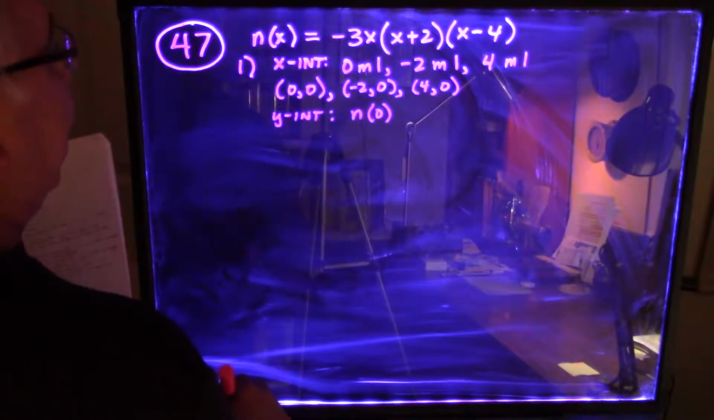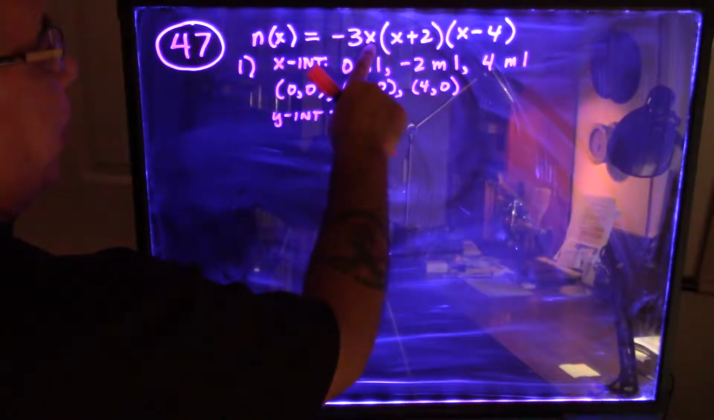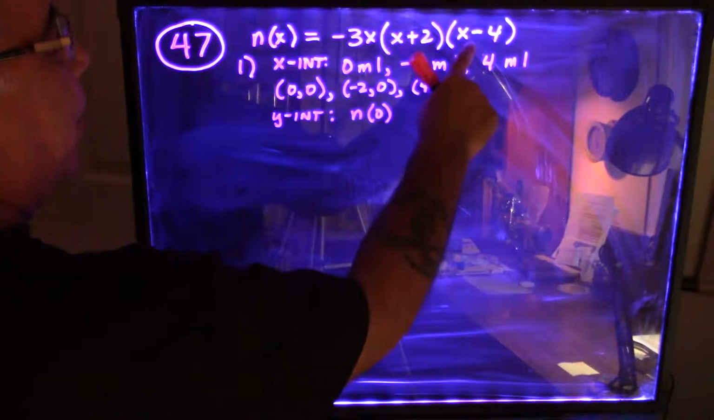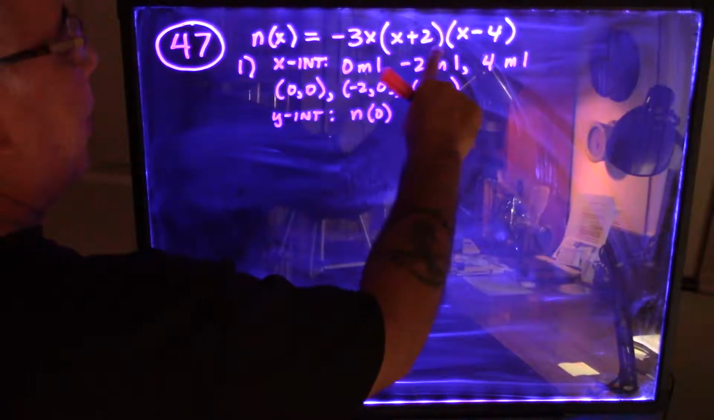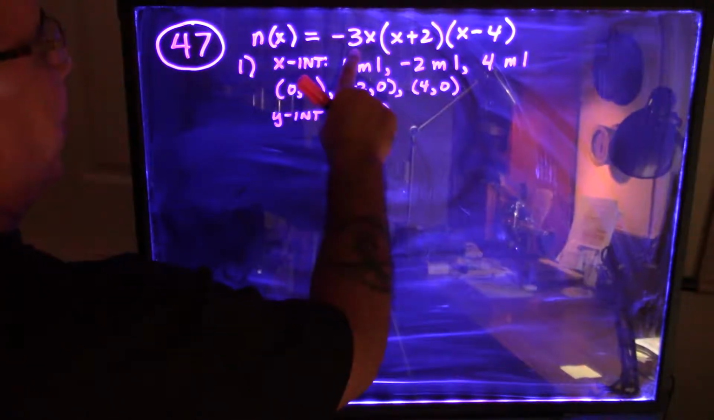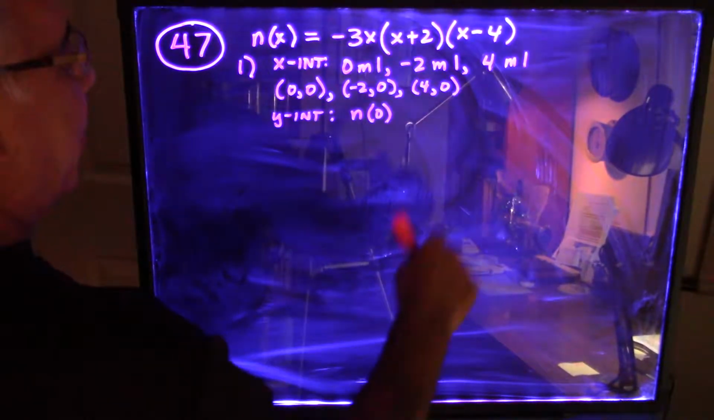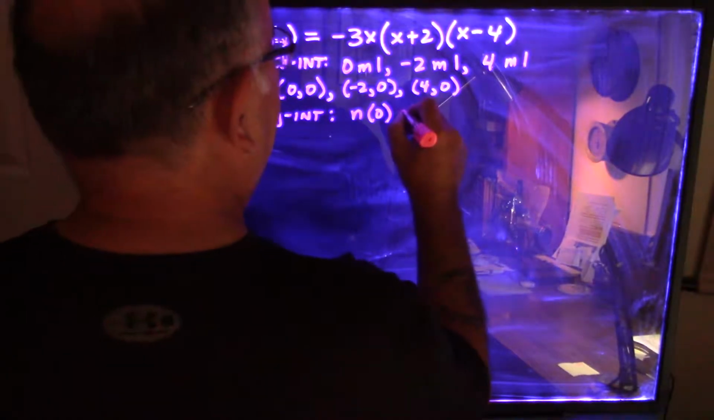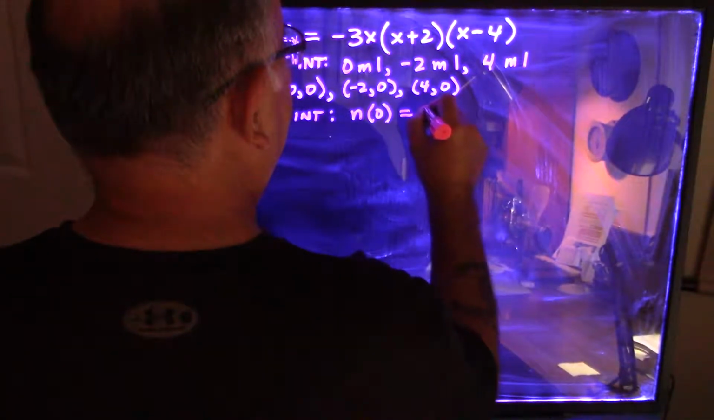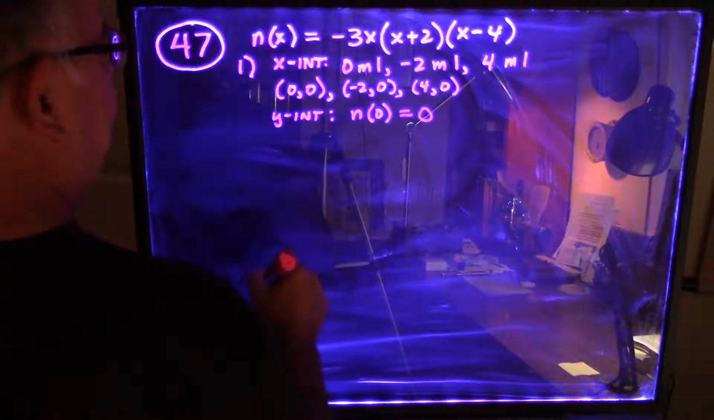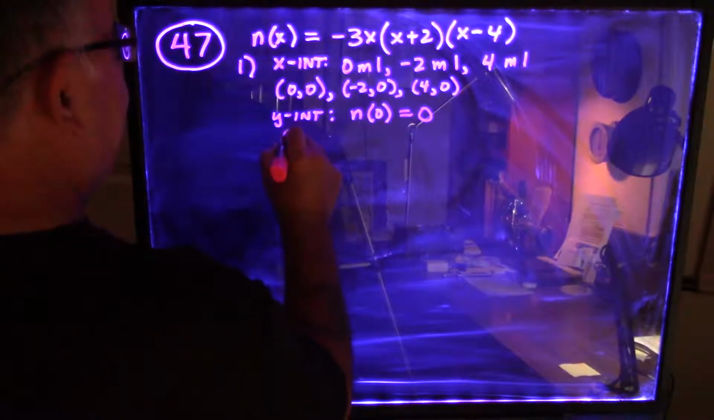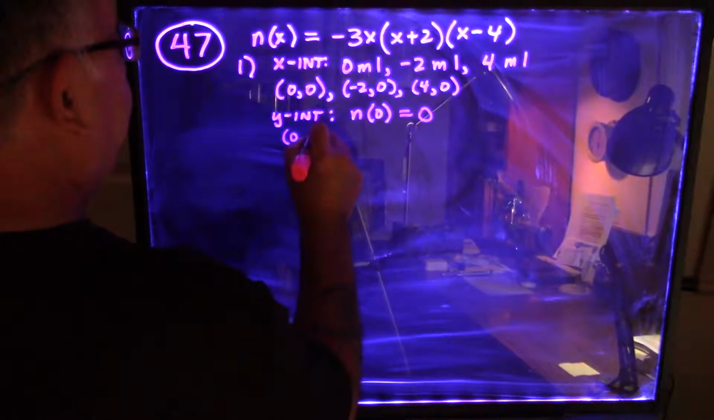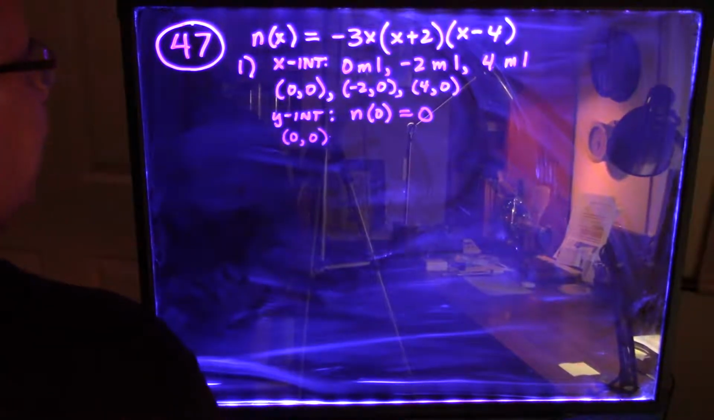Well, it's easy. When x equals 0 right there, no matter what these two are, 0 times everything else, including the -3, 0 times all of that is going to be 0. So it's very simple in this one. N of 0 is 0, so the y-intercept and the x-intercept are the same. Okay.